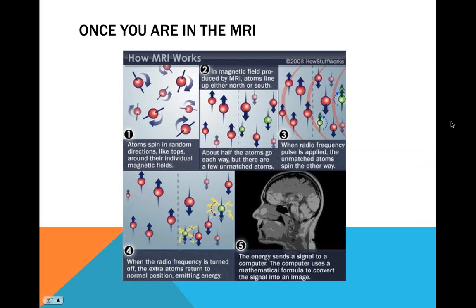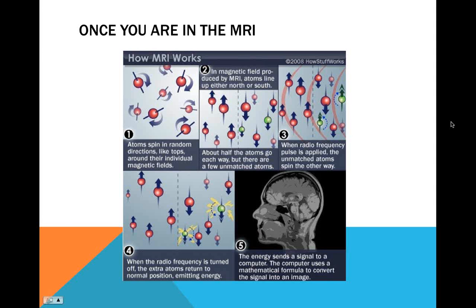So how MRI works. Once you're in the MRI, this was a really great picture that I found online that discussed this, and I thought it was a really great way to visualize this. If you look at box 1 here, the whole human body is chock full of hydrogen atoms because we're made of mostly water and fat. And these hydrogen atoms are what the MRI focuses on the most.